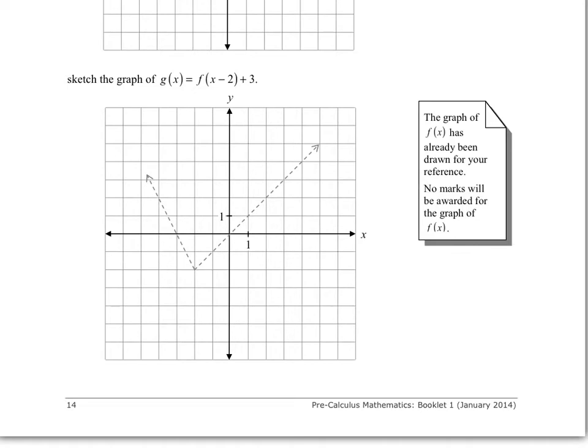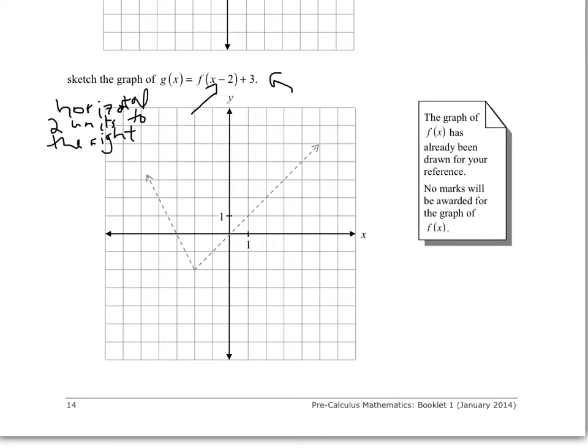The first transformation that I'll look at is inside the brackets, and that means horizontal translation. Because it's x minus 2, it moves to the right. So horizontal translation, 2 units to the right, and always give a direction. It takes away the uncertainty.